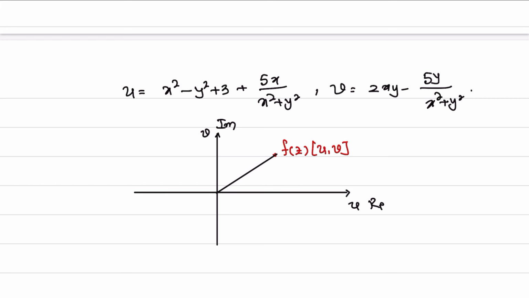With u as x square minus y square plus 3 plus 5x by x square plus y square, v is equal to 2xy minus 5y by x square plus y square. If x is equal to 0, y is equal to 0, u and v are undefined. The reason is 0 by 0 is undefined. You try different values of x and y, get the values of u and v, and plot function z.